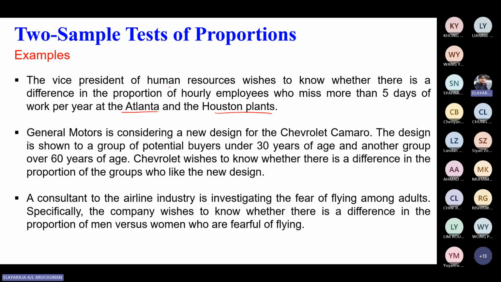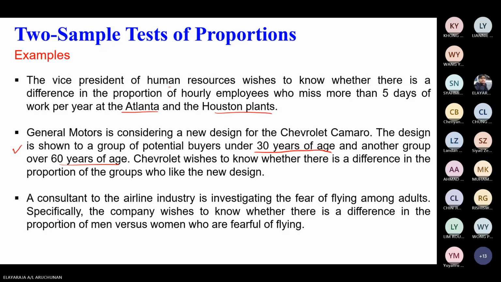This is another example. General Motors is considering a new design for the Chevrolet Camaro. The design is shown to a group of potential buyers under 30 years of age, and another group of 60 years of age. So two different sets of data. Is there a difference in the proportion who like it? So that means equal, two-sided, two tails.